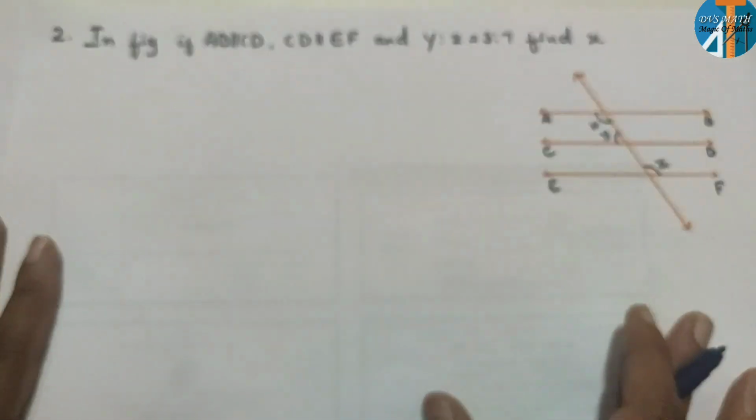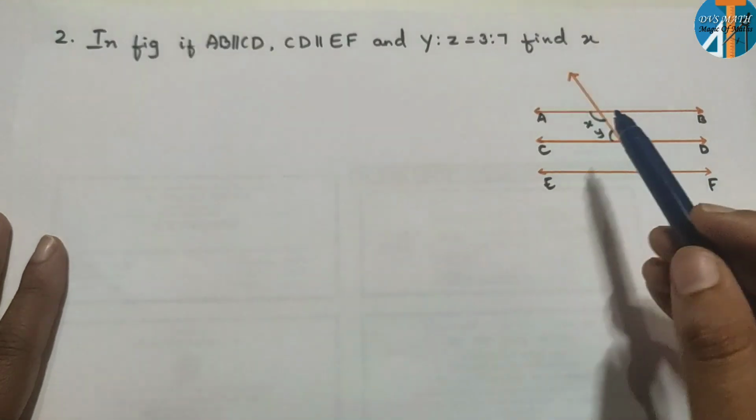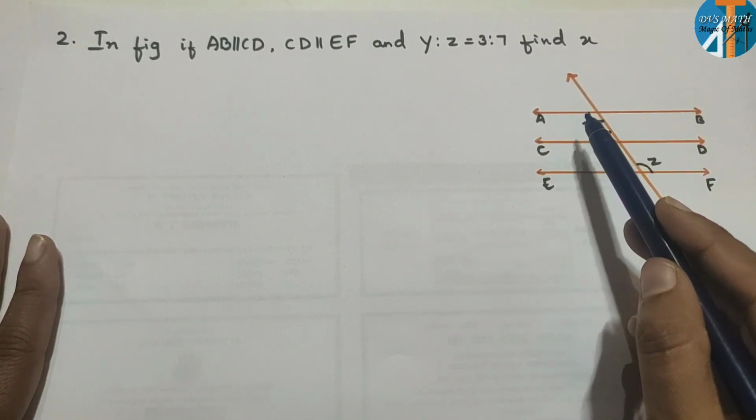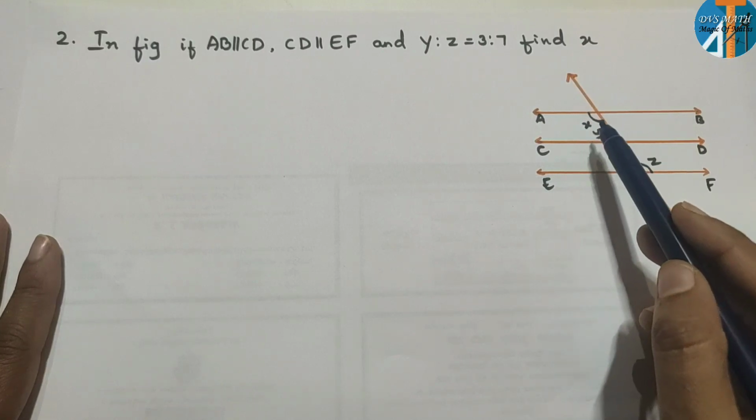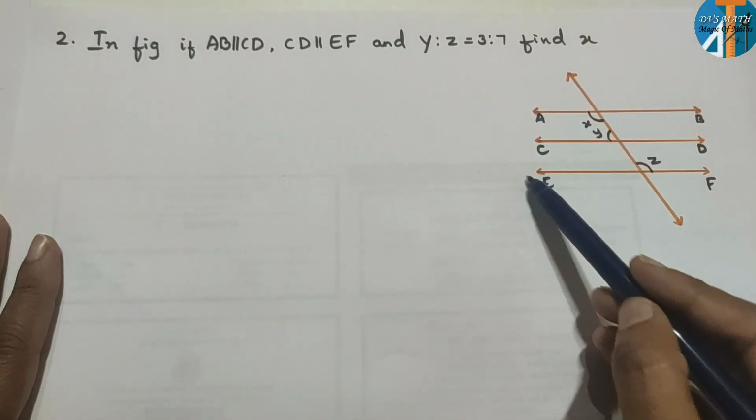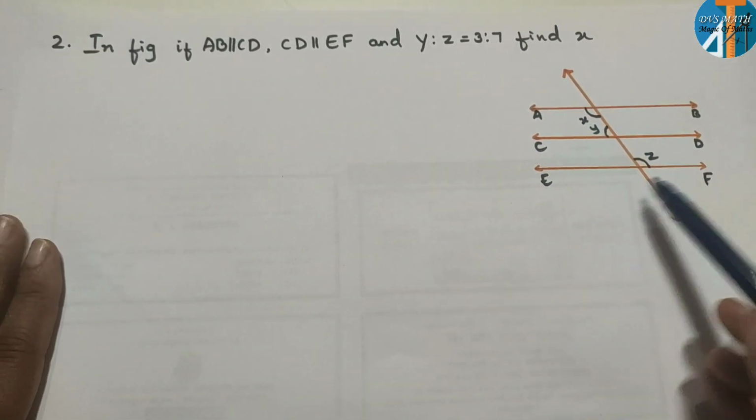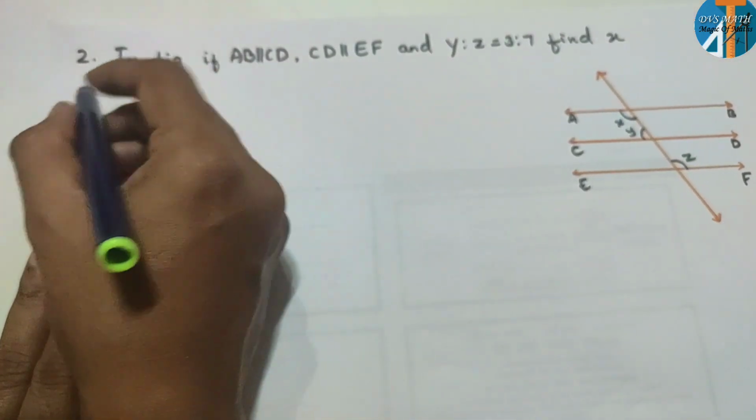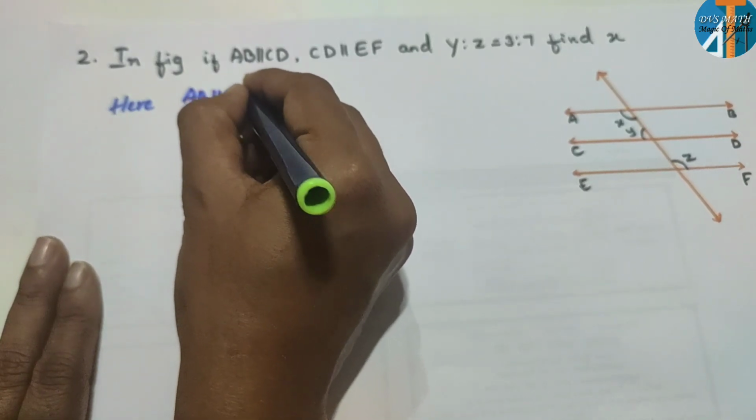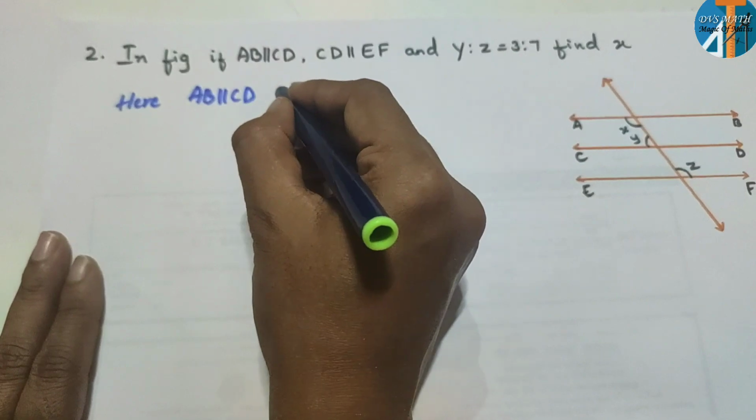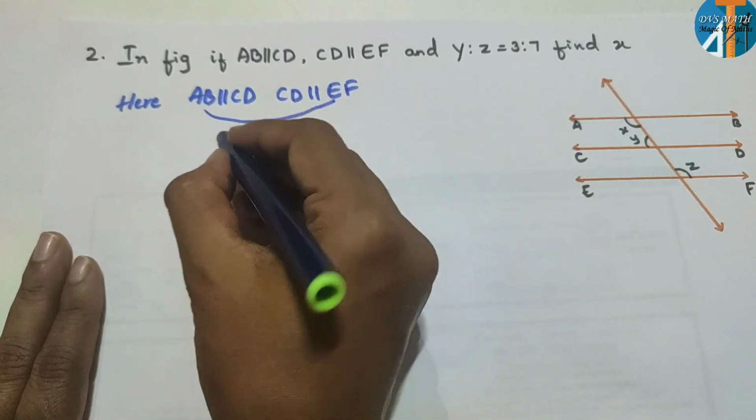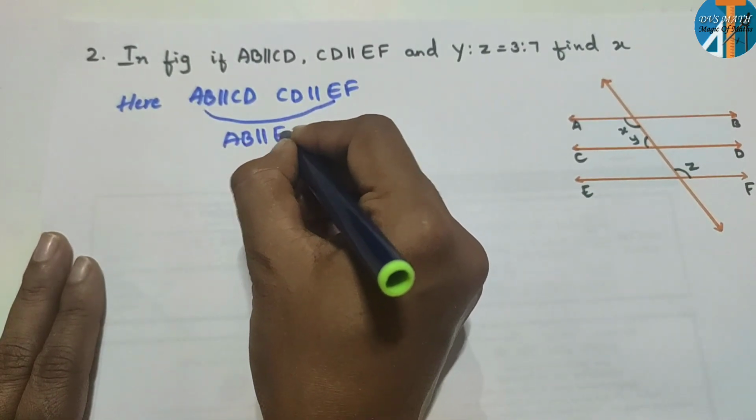If we observe these two, as we discussed in our definitions, one of the last parts we discussed is that if lines are parallel to the same line, they are parallel to each other. So here AB is parallel to CD, and CD is parallel to EF, which means definitely these two are parallel: AB is parallel to EF.